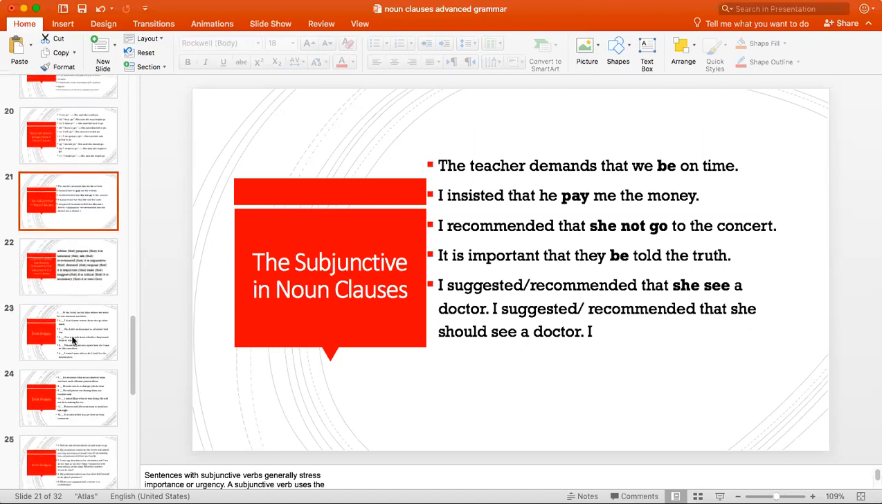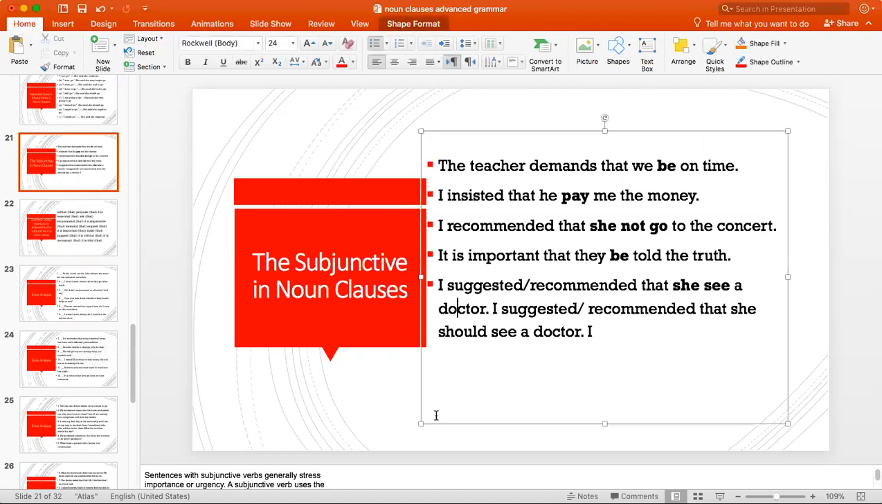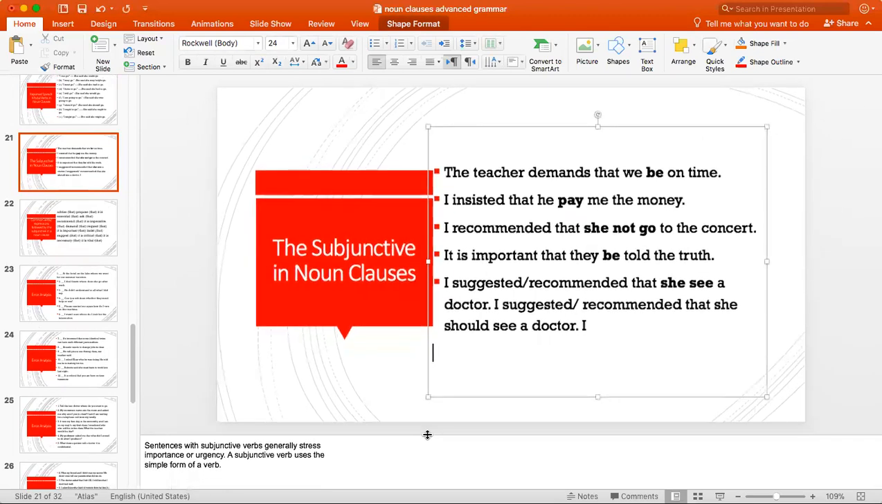Look at this now. We're almost done. The subjunctive cases in noun clauses. This is very, very important, especially in American English. Look at this. The teacher demands that we be on time. Now, this is called here we be. It's very strange for many students. We don't say we be. We say we could be, we should be, or we are, or we were.